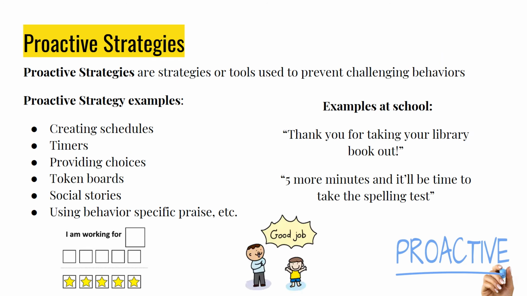Another component of a behavior intervention plan is proactive strategies. These are strategies or tools used to prevent challenging behaviors. Some examples of proactive strategies are creating schedules, providing choices, using token boards, and using behavior-specific praise. An example of proactive strategies at school is when the teacher says, "Thank you for taking your library book out," or "5 more minutes and it'll be time to take the spelling test."